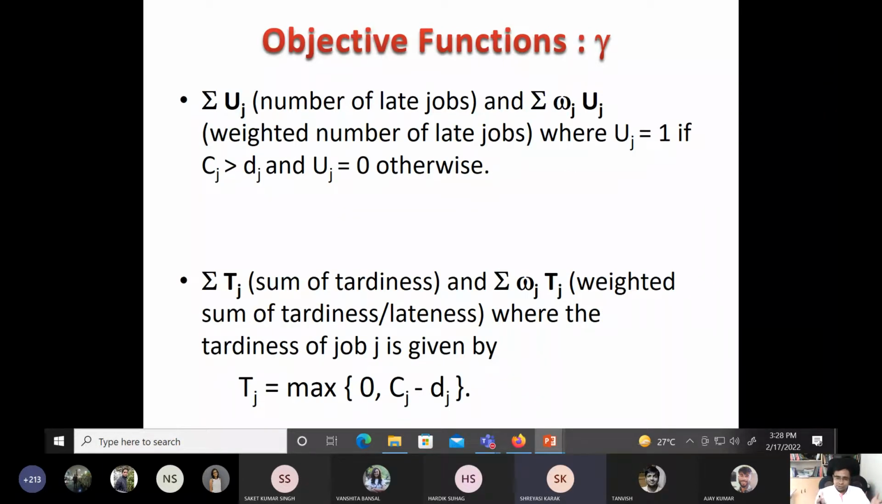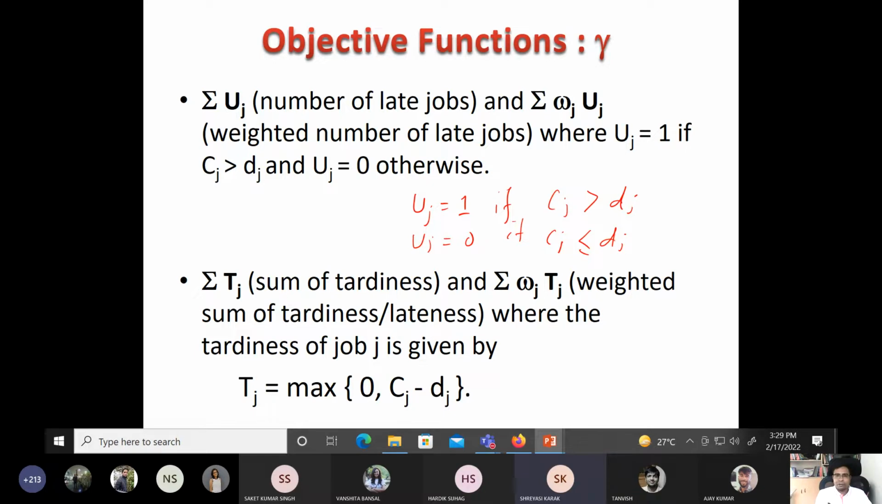Another objective: suppose every task has come with some deadline. Then another thing is the summation of Uj. What is Uj? Uj is equal to 1 if Cj is greater than Dj. If the completion time is greater than the deadline, then Uj is equal to 1. That means Uj means unsatisfactory for that task. And Uj is equal to 0 if the completion time Cj is less than or equal to Dj. The task is completed before the deadline, so there is no issue. And this is a natural one. Some objective function can be the summation of Uj, the number of late jobs.